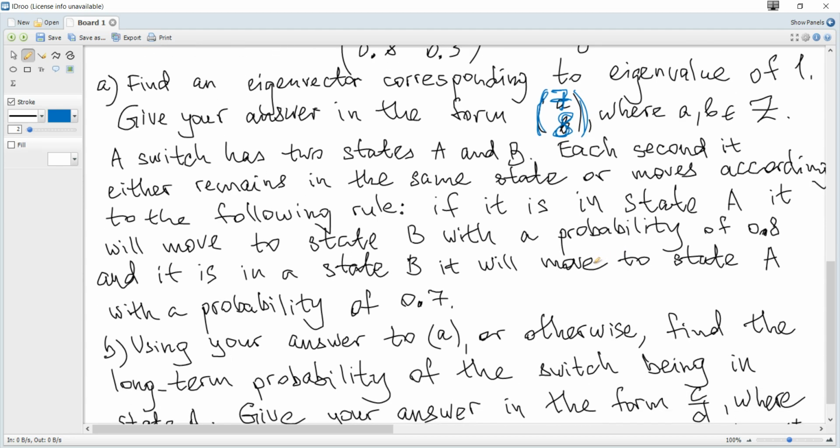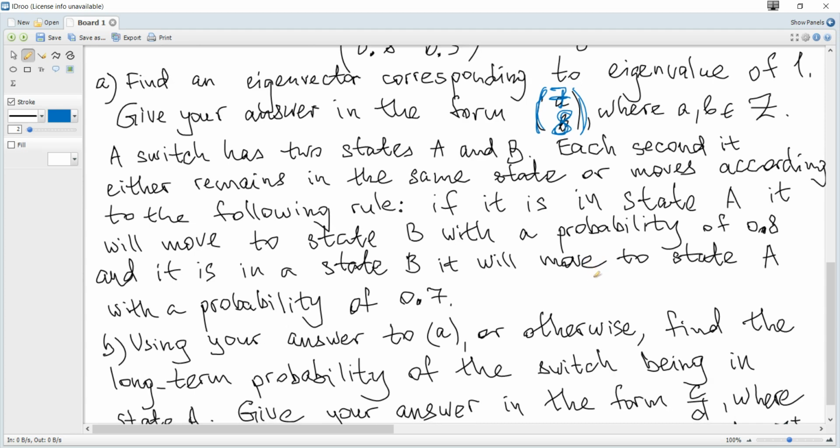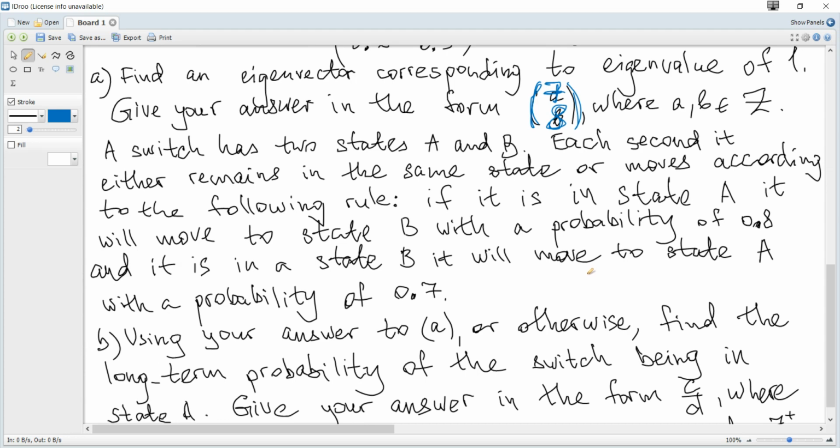The next one: a switch has two states, A and B. Each second it either remains in the same state or moves according to the following rule. If it is in state A, it will move to state B with the probability of 0.8, and if it is in state B, it will move to state A with the probability of 0.7.